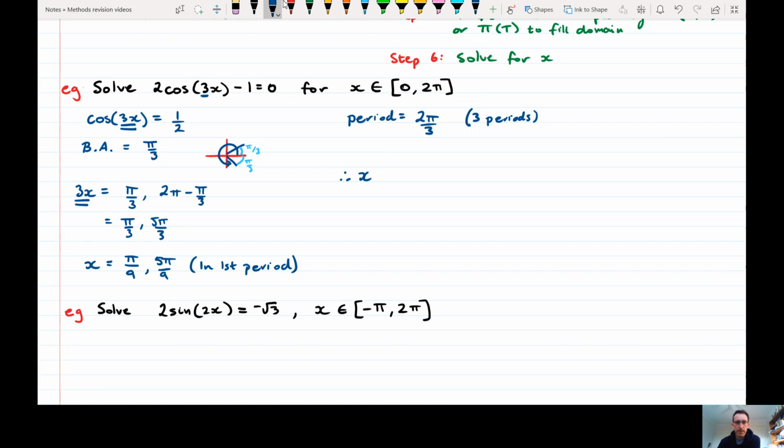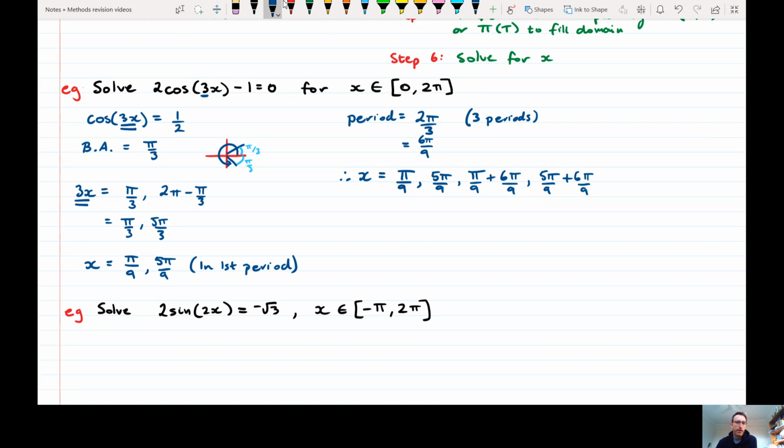So therefore, x equals pi over 9, comma, 5 pi over 9, comma, and now I need to add a period to the pi over 9. Now the period, I want to write with a denominator of 9. That makes it a whole lot easier, which is 6 pi over 9. So now I do pi over 9 plus 1 period, which is 6 pi over 9. And I do 5 pi over 9 plus that period of 6 pi over 9.